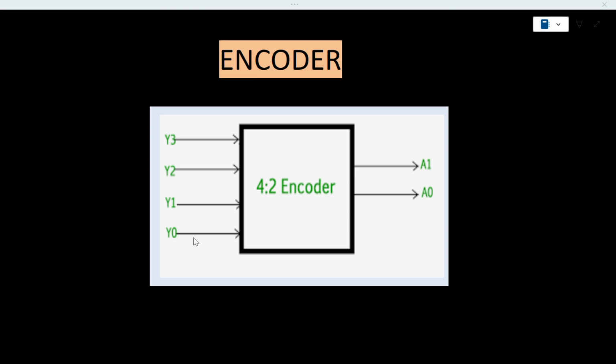So yeah, when this is 1, I will get it as 0 0 here. When this is 1, this will be 0 1, and when this is 1, this will be like 1 0, and when this is 1, this will be 1 1. So this is about the truth table and the block diagram of encoder. Now we'll move on to the actual coding, Verilog coding.